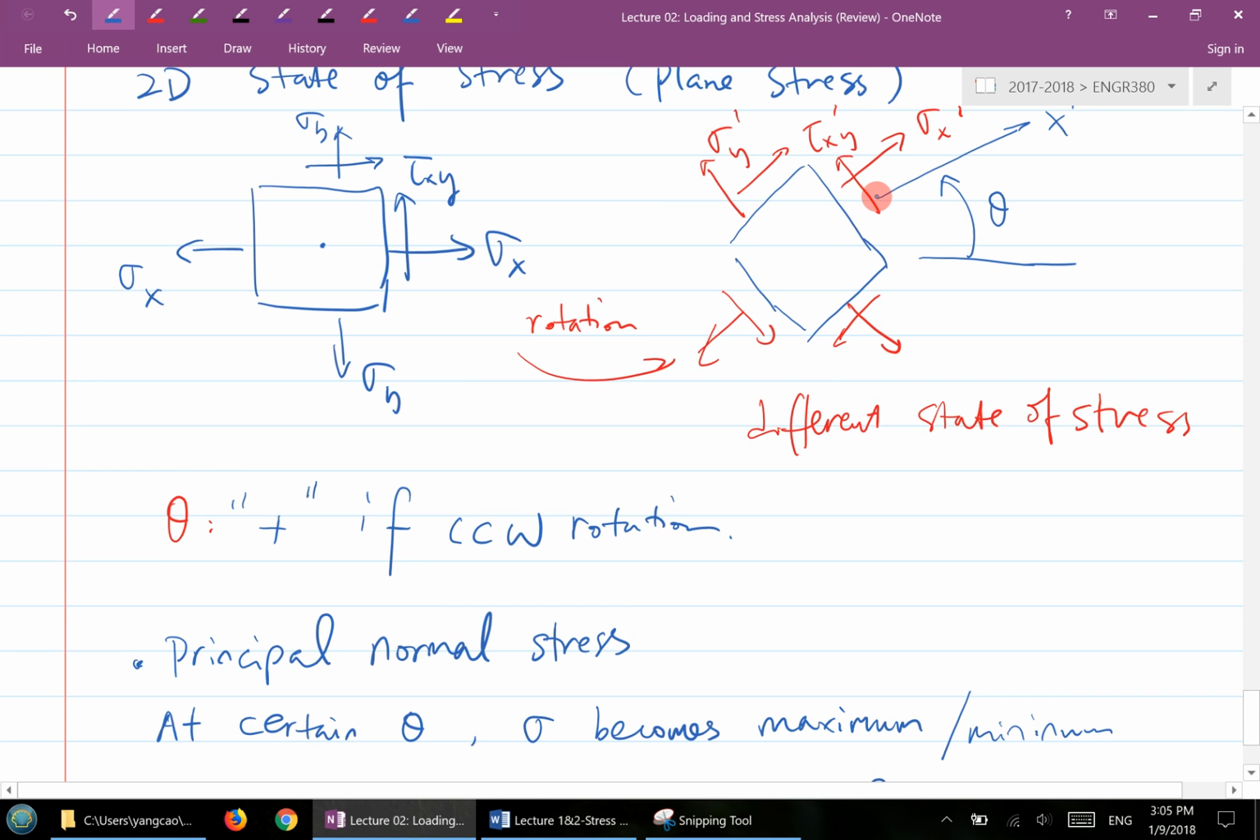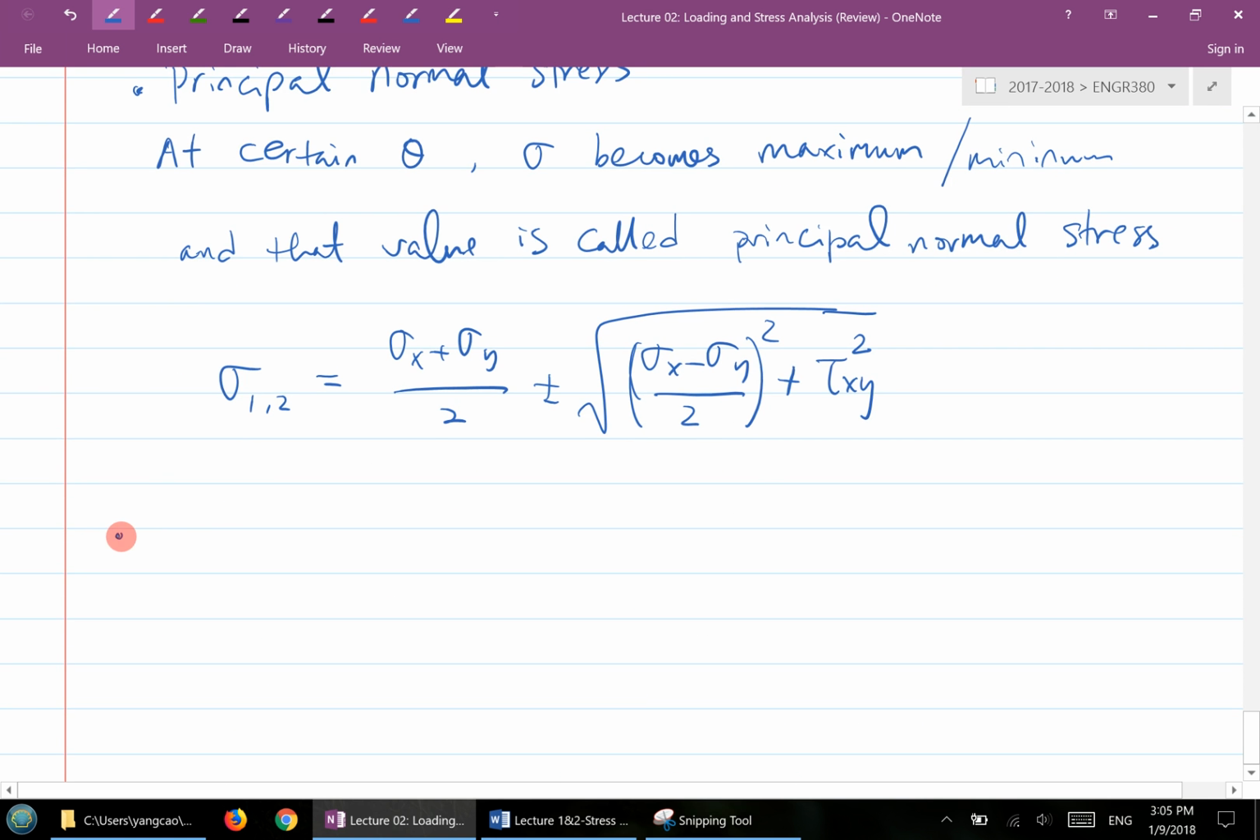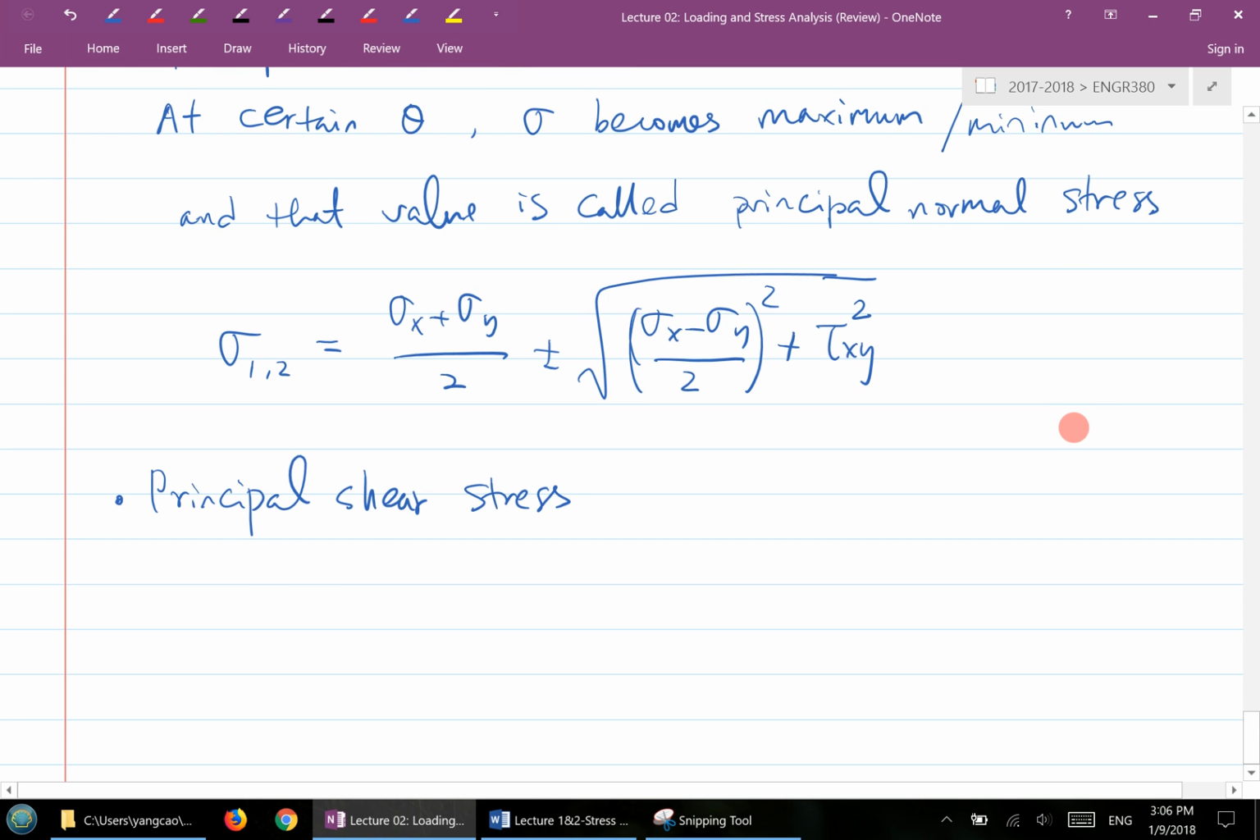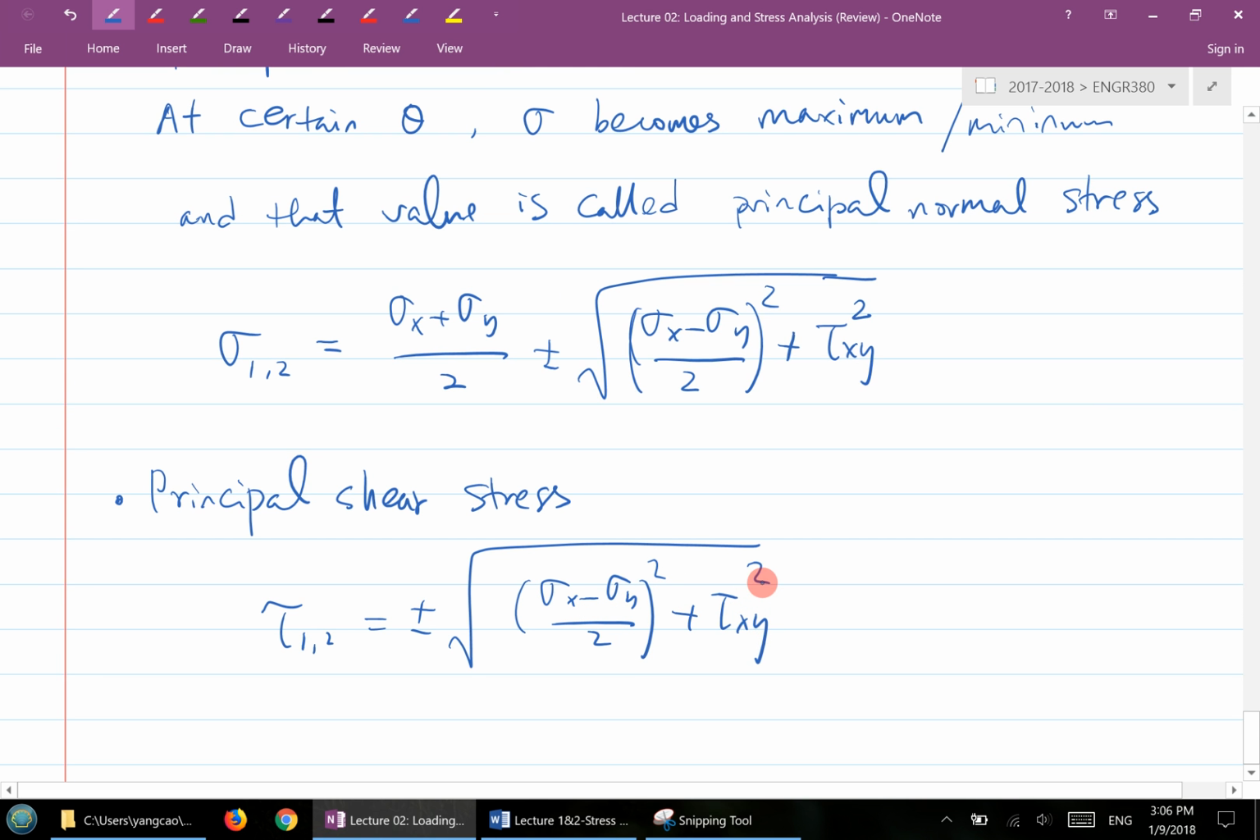Similarly, if you keep rotating, at another certain value you end up with the so-called principal shear stress. The principal shear stress is calculated as tau 1, 2 equal to plus and minus the square root of (sigma x minus sigma y over 2) squared plus tau xy squared. That's your principal shear stress for this in-plane case. This is a very useful formula, and you will want to remember this one.